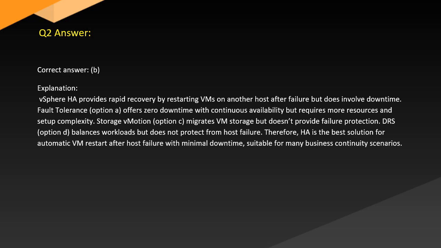Answer. Correct answer: B. Explanation. vSphere HA provides rapid recovery by restarting VMs on another host after failure, but does involve downtime. Fault Tolerance, Option A, offers zero downtime with continuous availability, but requires more resources and setup complexity. Storage vMotion, Option C, migrates VM storage but doesn't provide failure protection. DRS, Option D, balances workloads but does not protect against host failure. Therefore, HA is the best solution for automatic VM restart after host failure with minimal downtime, suitable for many business continuity scenarios.